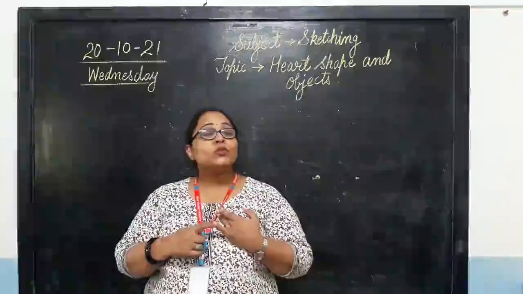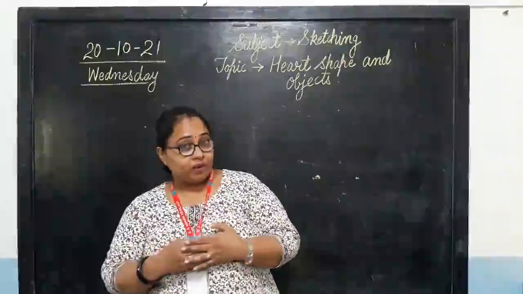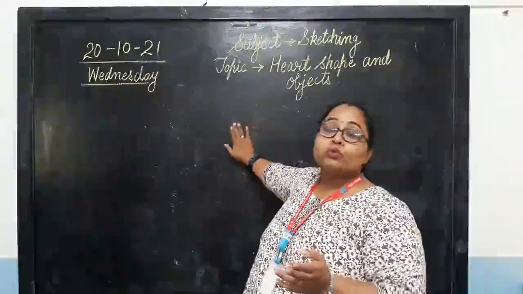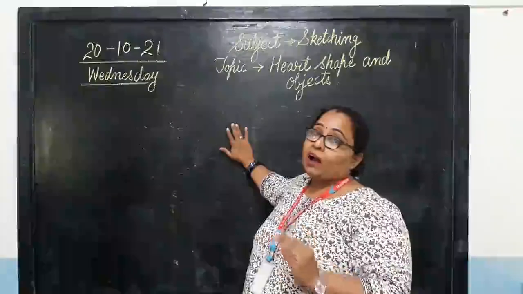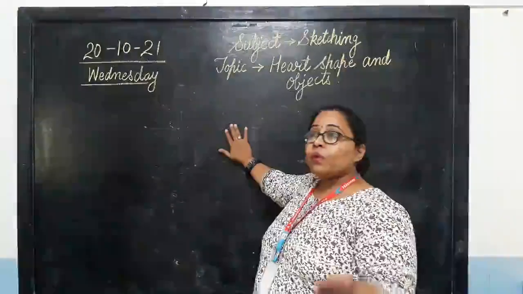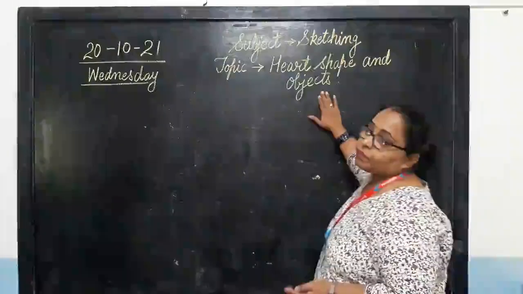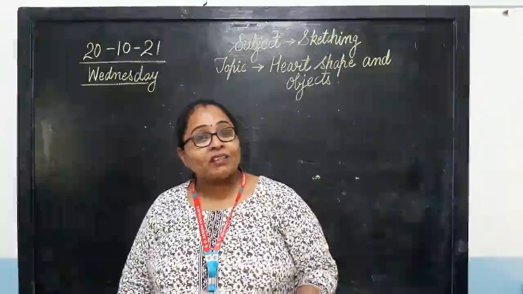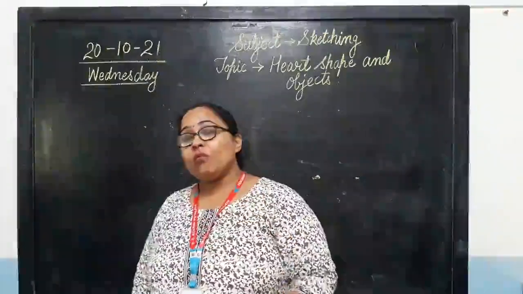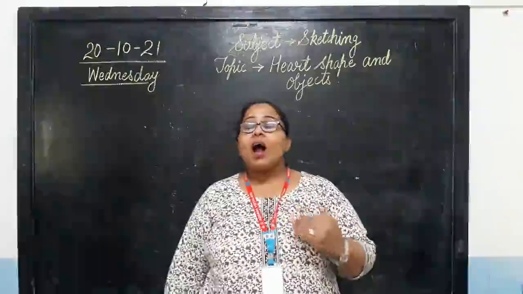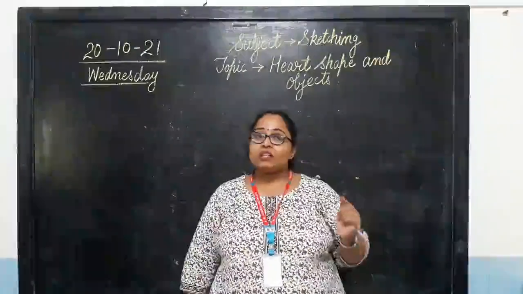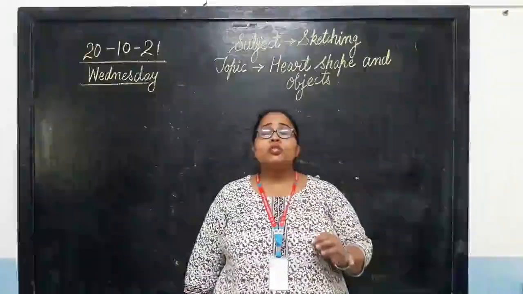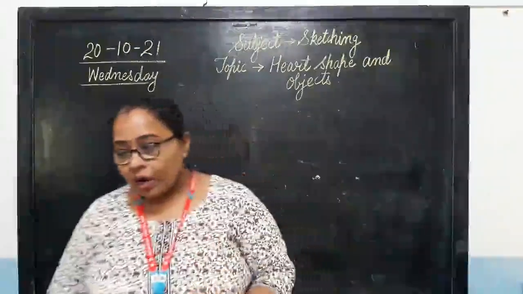So what are we going to do today? Today in our sketching period, we are going to sketch. First, we'll learn how to draw a heart shape. After learning to draw the shape, we'll also draw some objects related to this shape. So the work is to be done in the drawing files. But before starting your work, just learn how you have to draw a heart shape. Okay? Very easy, very simple, and I'm going to teach you in an easier way how to do it.